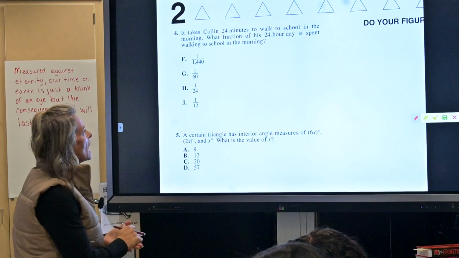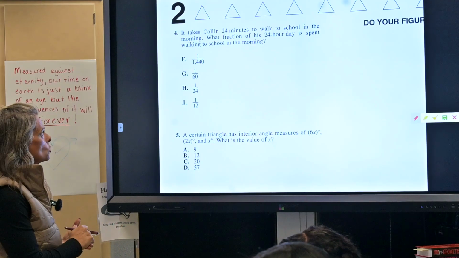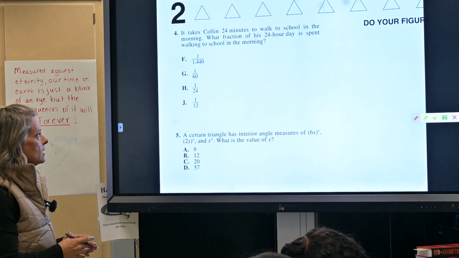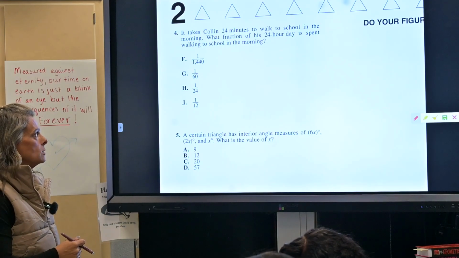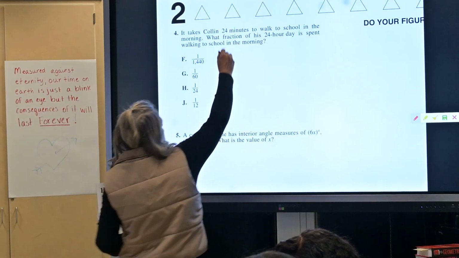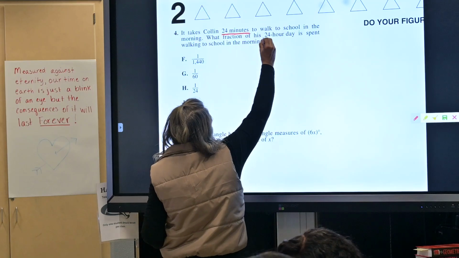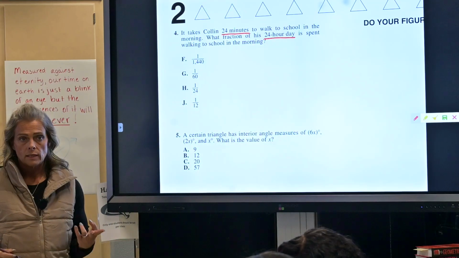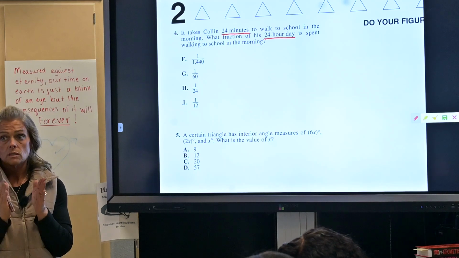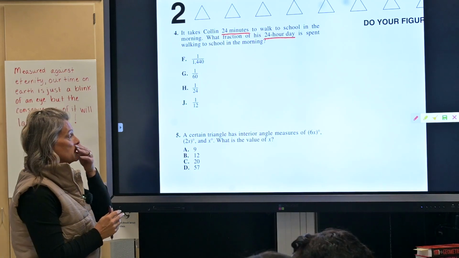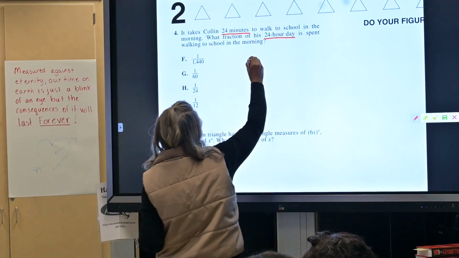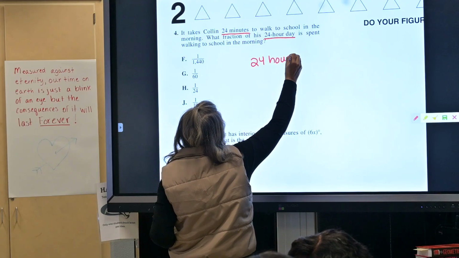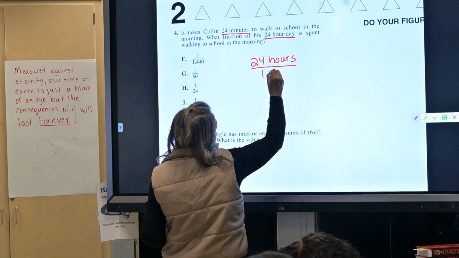Okay, so it takes Colin 24 minutes to walk to school in the morning. What fraction of his 24-hour day is spent walking to school in the morning? So first of all, I've got 24 minutes and 24 hours. I have 2 different units, so I need to convert that so that the units match, okay? So I'm going to take the 24-hour day, so 24 hours in one day, right?